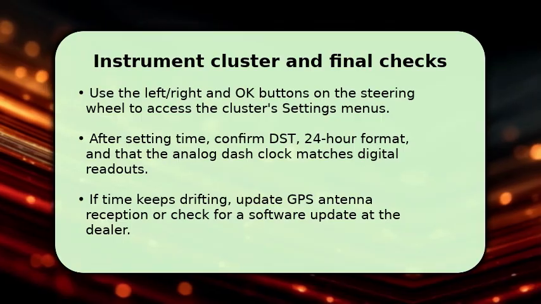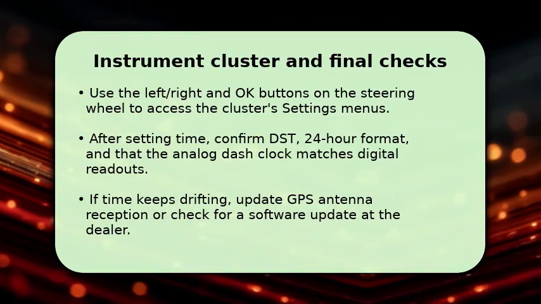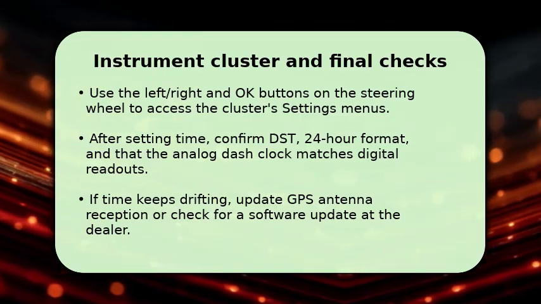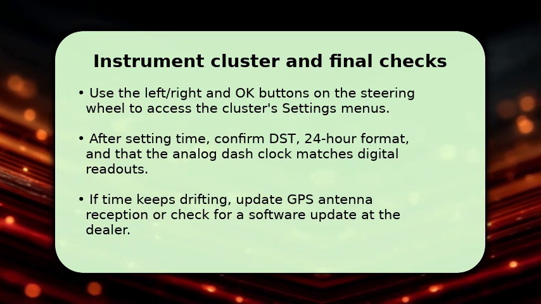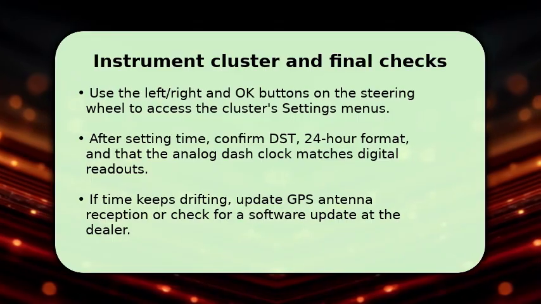After saving, visually confirm the analog dash clock aligns with the display. If the clock repeatedly drifts, improve GPS reception. Check for a firmware update at the dealer, or verify your paired phone's network time is enabled.